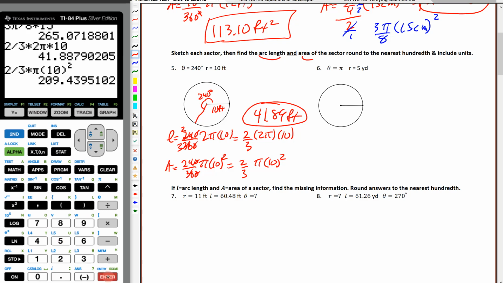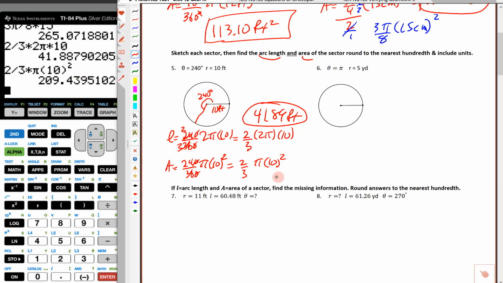And I got 209.444. Okay, so we get 209.44. And then remember, because this is area and this is measured in feet, this is going to be square feet. Okay, so there's the answer there.